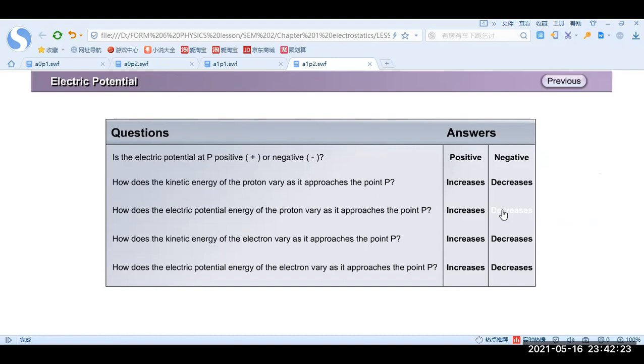And how about the electron? The kinetic energy of the electron decreases because in the end it stops at the point P and repels in the opposite direction. So the kinetic energy of the electron decreases, while the loss of kinetic energy converts to electric potential energy. As a conclusion, the electric potential energy of the electron increases as it approaches the point P. So it's inversely proportional.